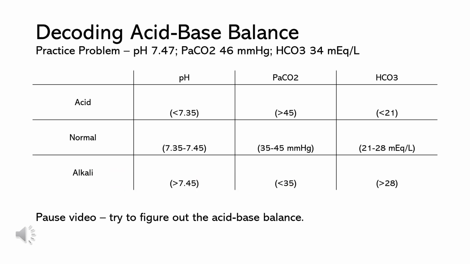Let's try another practice problem. For this one, your pH is 7.47, your PaCO2 is 46, and your HCO3 is 34 milliequivalents per liter. Pause the video, try to figure out the acid-base balance.